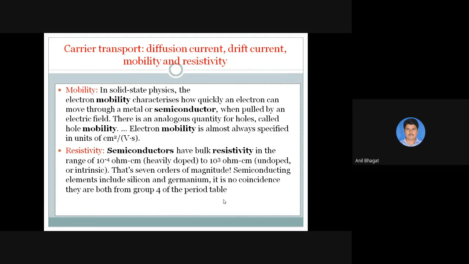Resistance is denoted by R, and you know the formula for resistance is R equal to rho L by A: the length of the conductor, the area of the conductor, and the resistivity of that material. The resistivity is always mentioned in a data sheet. The resistivity of a semiconductor is from 10 raised to minus 4 ohm cm to 10 raised to 3 ohm cm. All the devices' resistance is always in between that range.